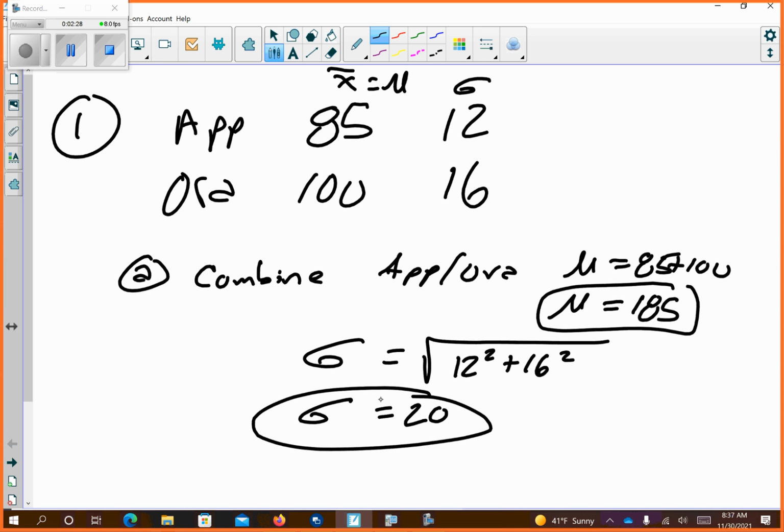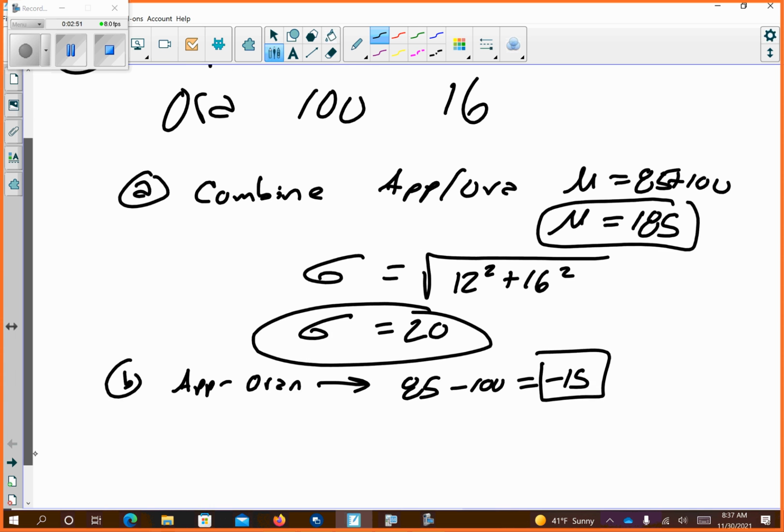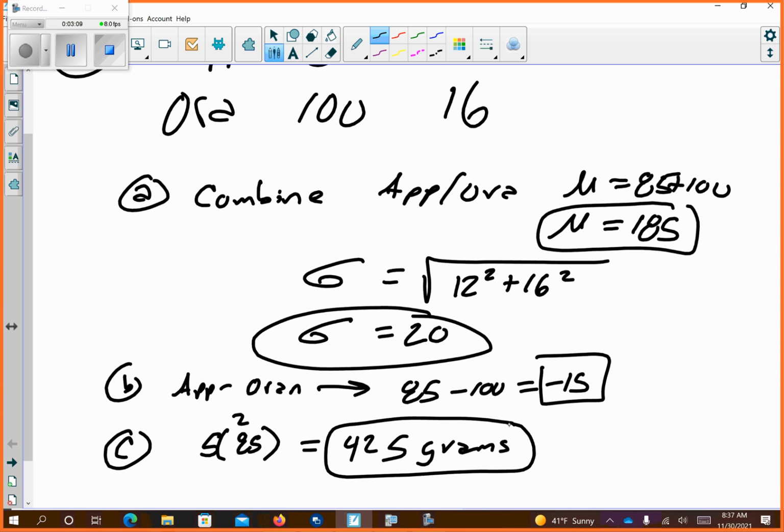The difference in weight between an apple and orange. Well, B is apple minus orange. So an apple weighs 85, an orange weighs 100, negative 15. That's all that is asking for. C, the total weight of 5 apples. 5 times 85, which is what? 25, carry 2, 40, 425 grams.